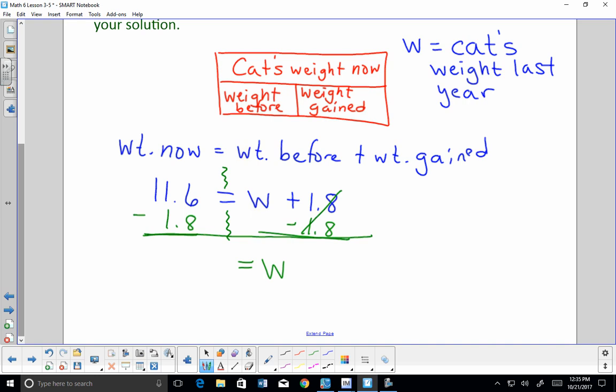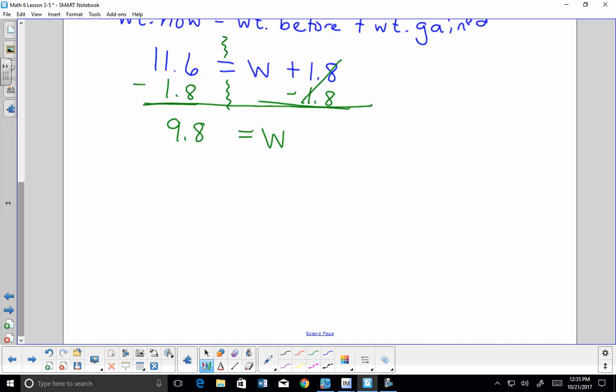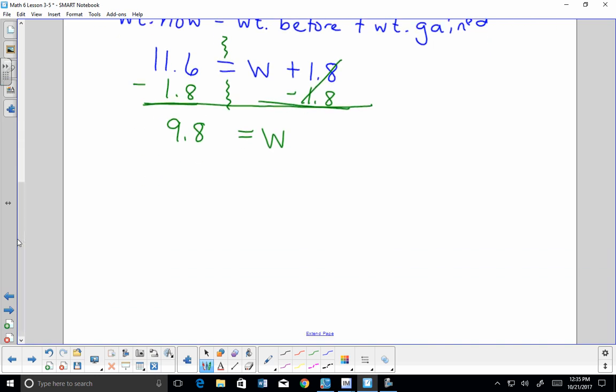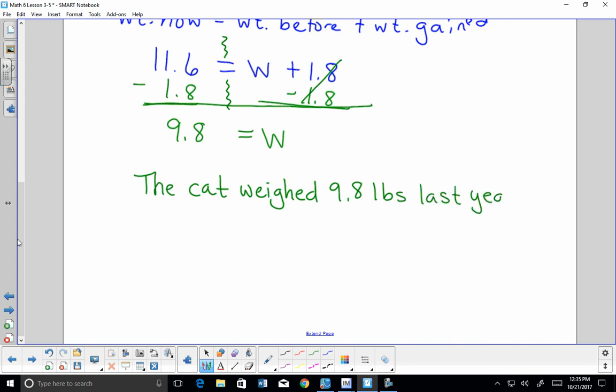This is a word problem, and all word problems are always written in a complete sentence. And W, if you remember, stood for the cat's weight last year. So the cat weighed 9.8 pounds last year. So there you have it. The cat weighed 9.8 pounds last year.